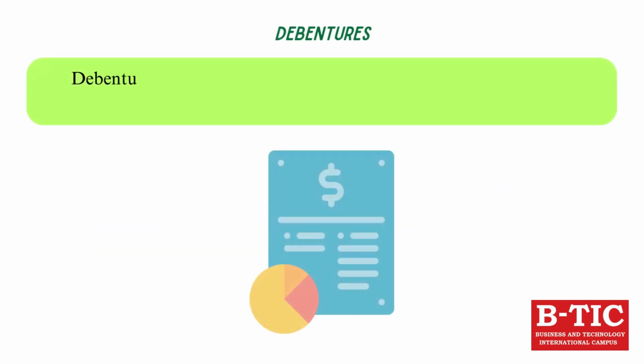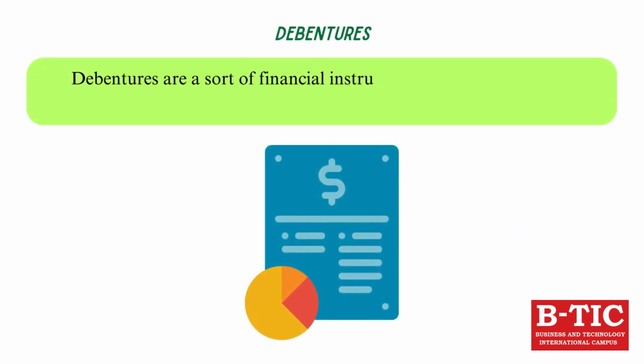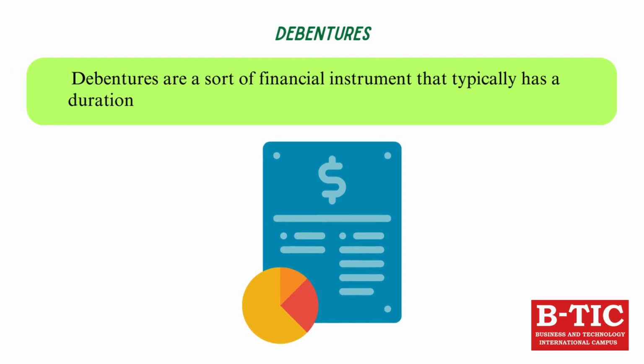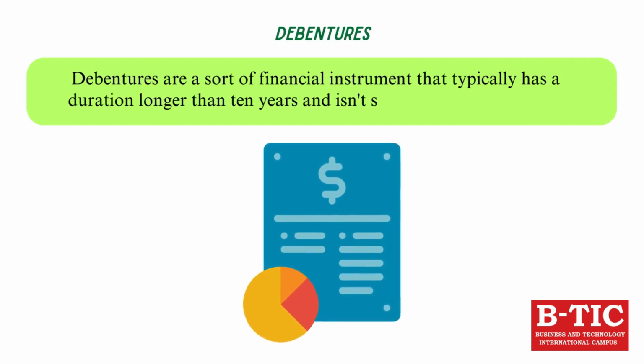Debentures. Debentures are a sort of financial instrument that typically has a longer duration than 10 years and isn't secured by any collateral. The sole factor supporting debentures is the issuer's credibility and status. Debentures are widely used by governments and enterprises to raise money or capital. Certain types of debentures can be converted into equity shares, whereas others cannot.